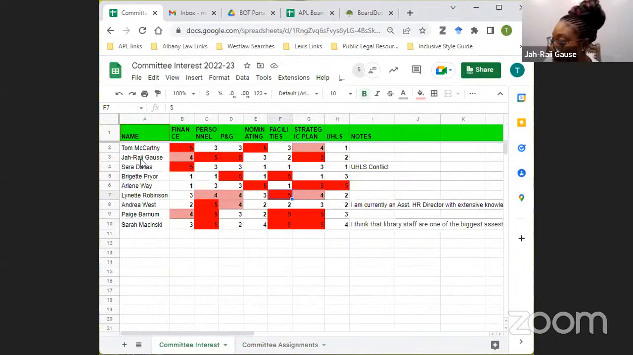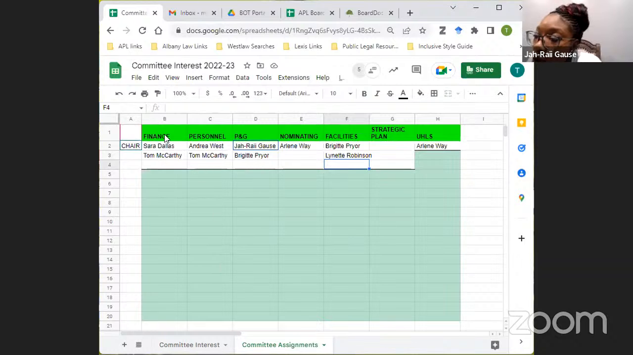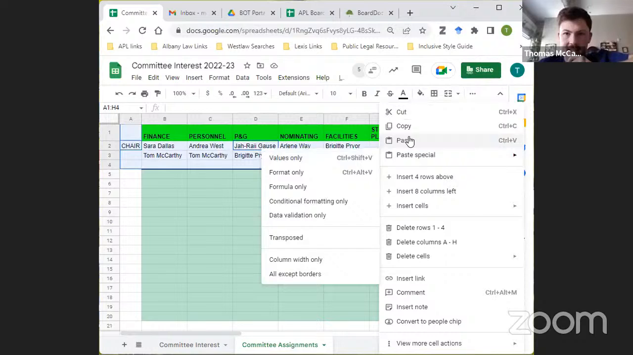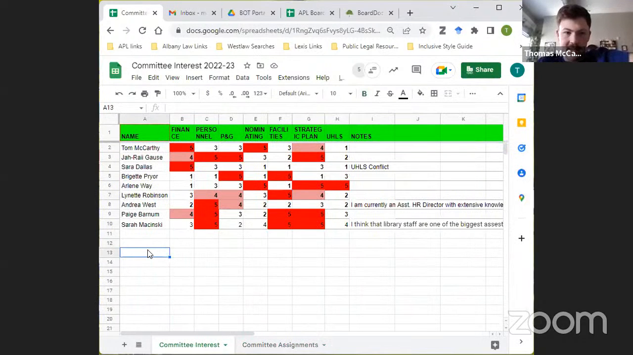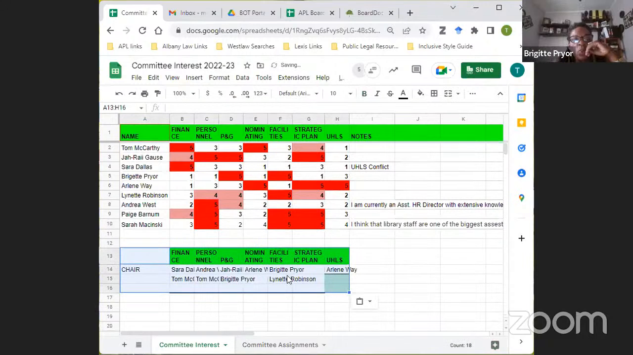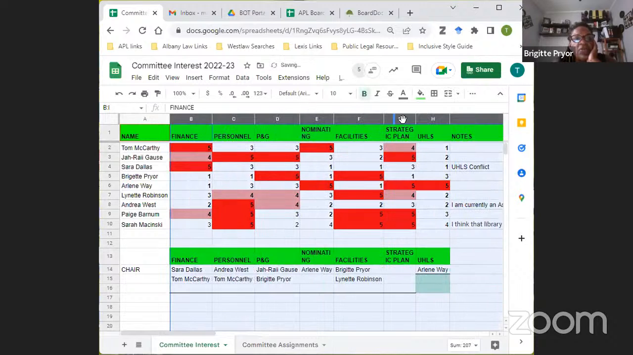Do you think we're okay with that? One more for finance. How about Paige? I'm actually going to copy this over to this sheet, and that way I don't have to keep switching back and forth. Okay, so now we can see it all on one page. Paige also had a 4 for finance.